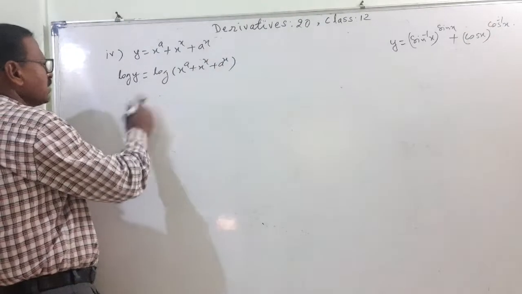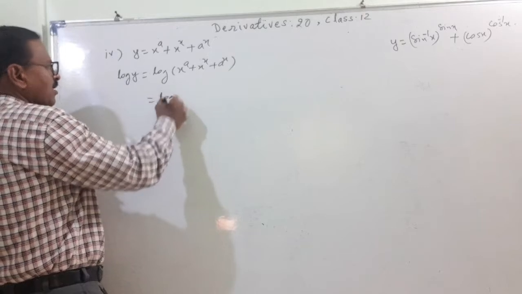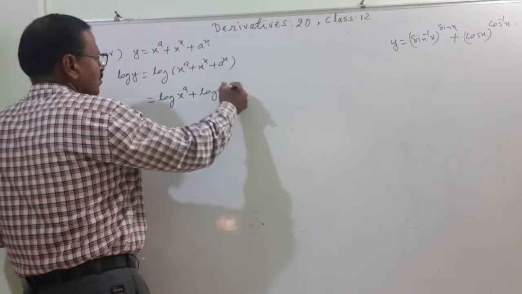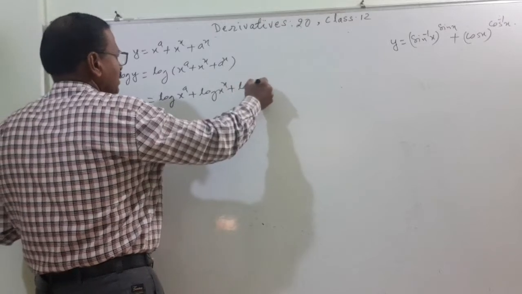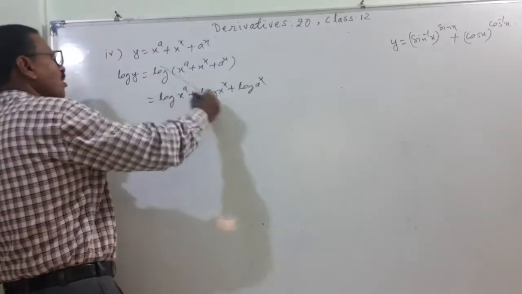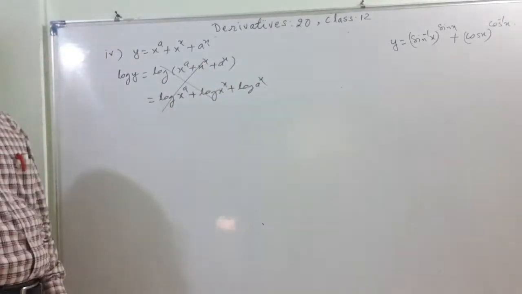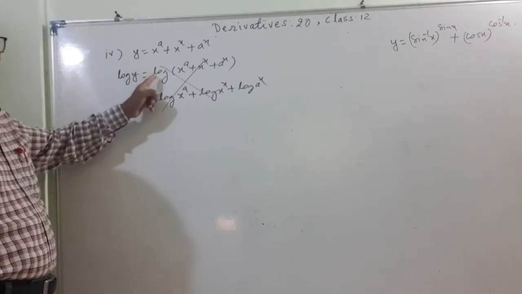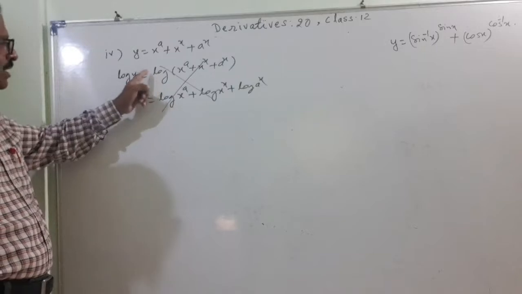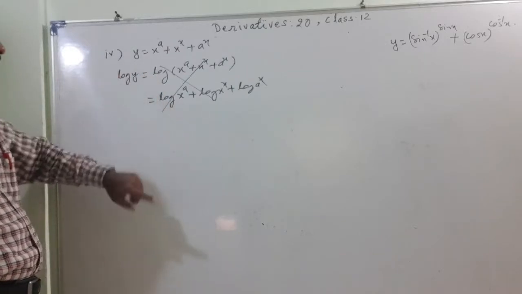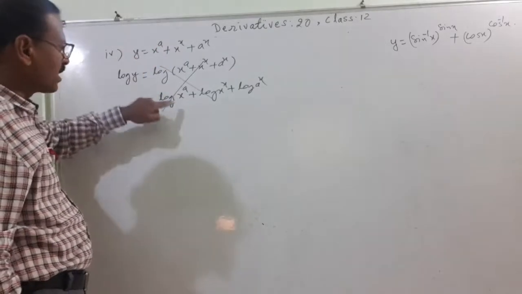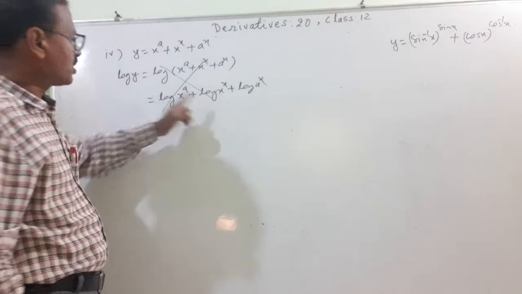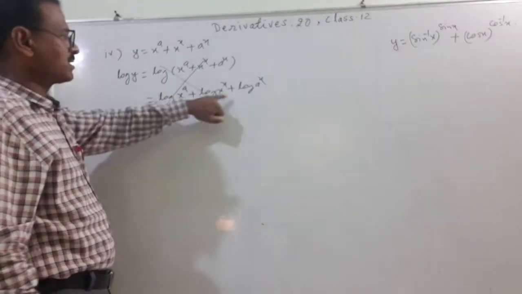And after that, the next step, if you write log of x raised to a plus log of x raised to x plus log of a raised to x, this is totally wrong. This is not possible at all. If you take the first step, the examiner will see and straightway give you the 0 mark, because from this you have to write this step and this is not at all possible. This is wrong totally. Because if it is into, then it will become plus.